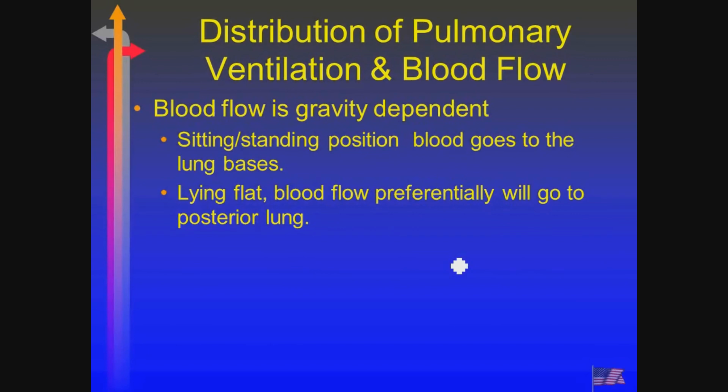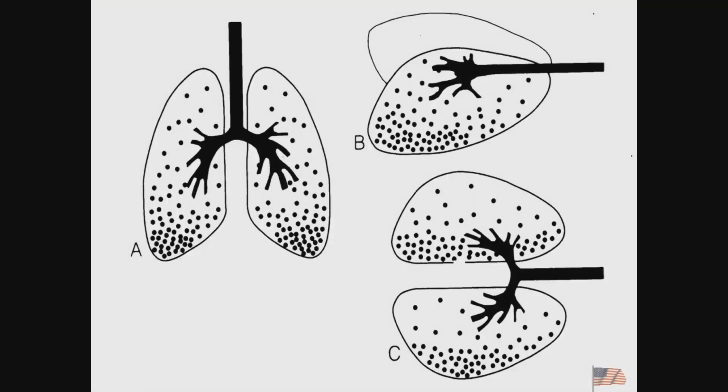Blood flow is gravity dependent in the sense that in the upright lung, you sitting here, none of you are sleeping yet, but if you're sitting up, the vast majority of your blood flow would end up going to the lung bases. If you're lying flat, it would obviously go to the posterior portions of your lung. This is a graphical showing of where the majority of the blood flow would go in relationship to turning a person on their side, having them in B, just lying supine, and C, lying on one side or the other.